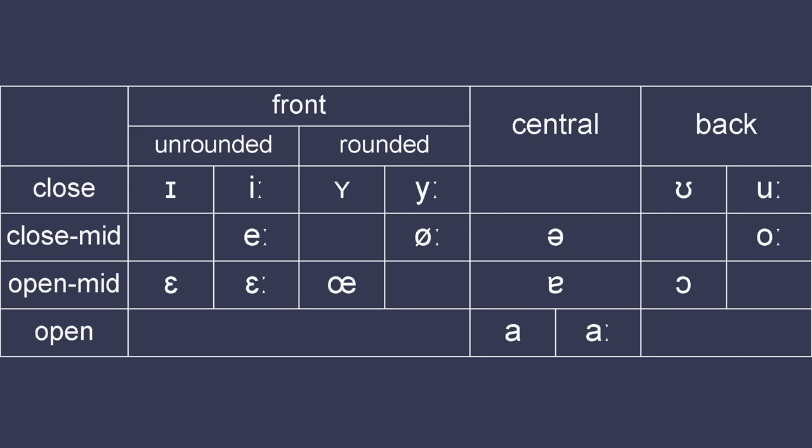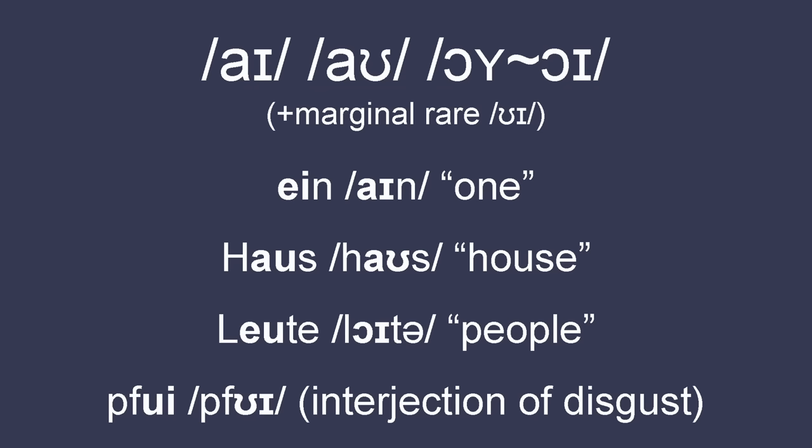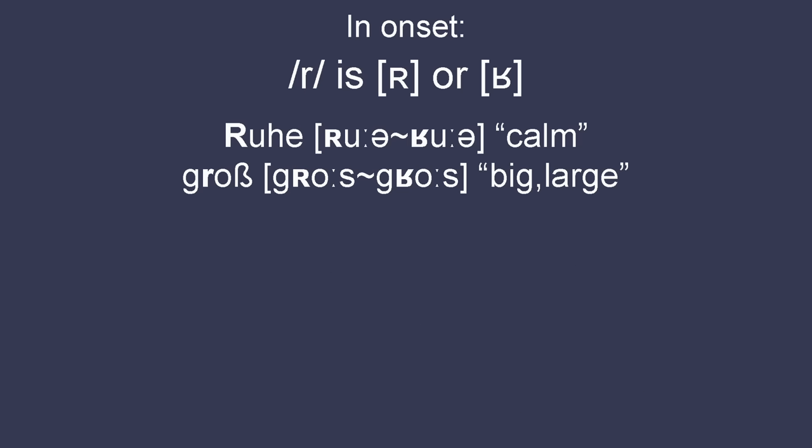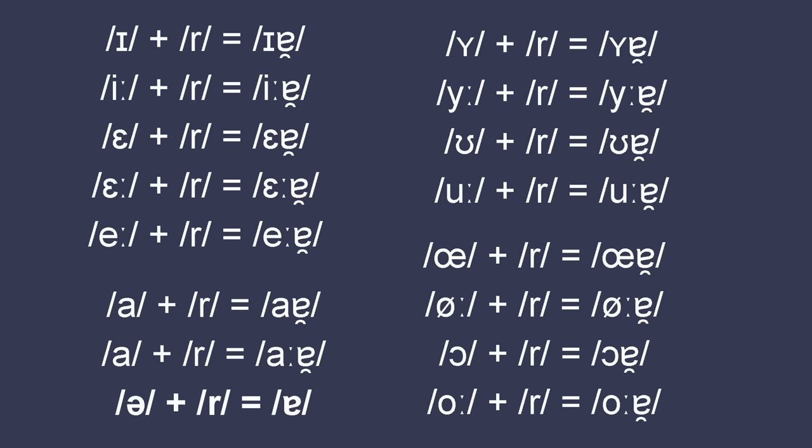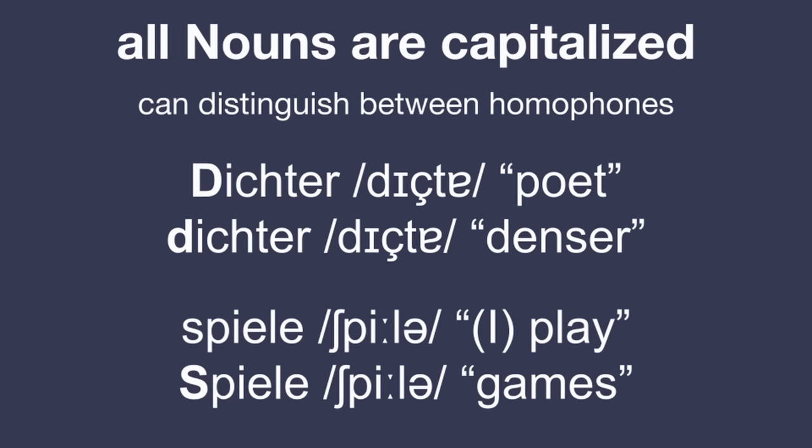Standard German monophthongs are pretty typical for a Germanic language, and it has three main diphthongs, ai, au, and oi. In onset position, the German rhotic is typically a uvular sound, but at the ends of syllables, the rhotic tends to reduce to a, forming diphthongs with pretty much every other vowel. One thing that immediately sticks out about German spelling is that every noun has its first letter capitalized as if it were the start of a sentence. This often makes distinctions in spelling between nouns and non-nouns that sound the same.